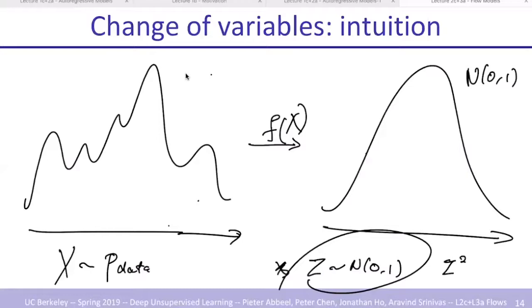Yes, but how do we... We don't really have this distribution, right? This is something that we want to train. So, how do you get this distribution?